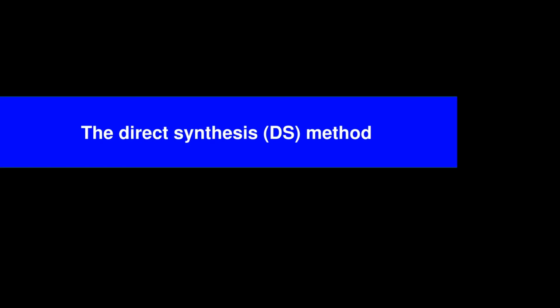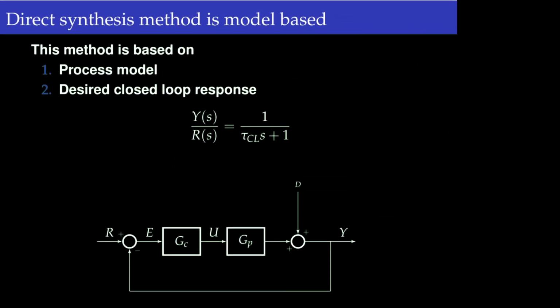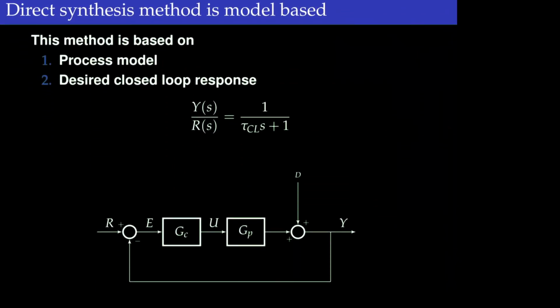The direct synthesis method. We need two things. One is an explicit process model. If you have an explicit process model, in the direct synthesis approach, a desired closed loop response is defined. The idea is that for this method, we want the output to respond in a certain way when there is a change in the set point.